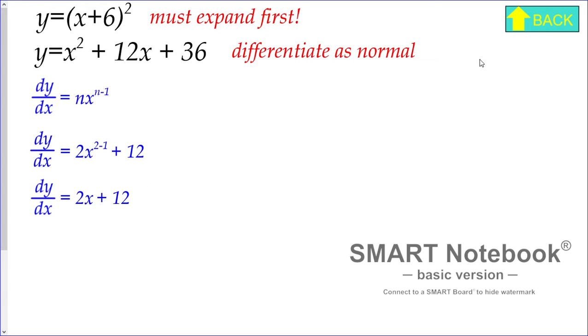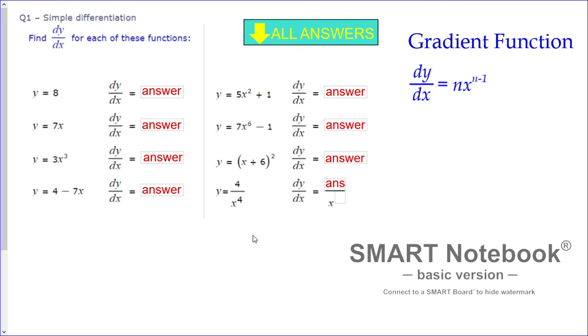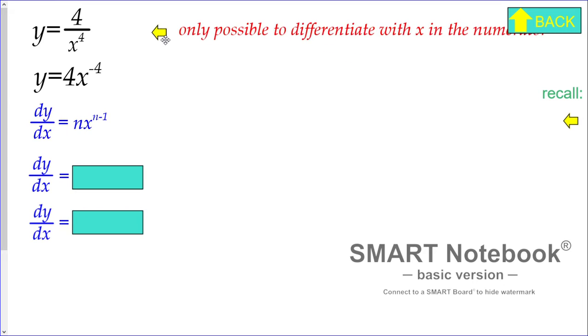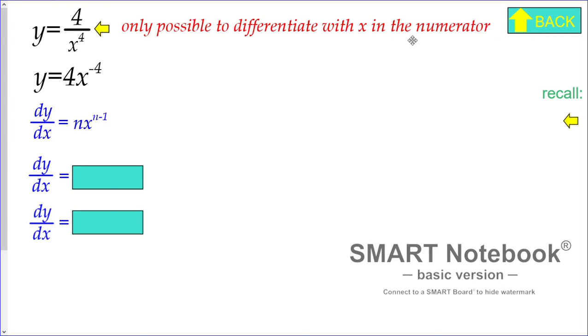And the final one I'd like to look at, y equals 4 over x to the power of 4. Again, we need to rearrange this first before we can differentiate. And here it is. It's only possible to differentiate when the x is in the numerator. So, recall that for exponents, 1 over x to the power of n from previous classes, when you move it to the numerator, the exponent changes sign. So we end up with x to the power of minus n.